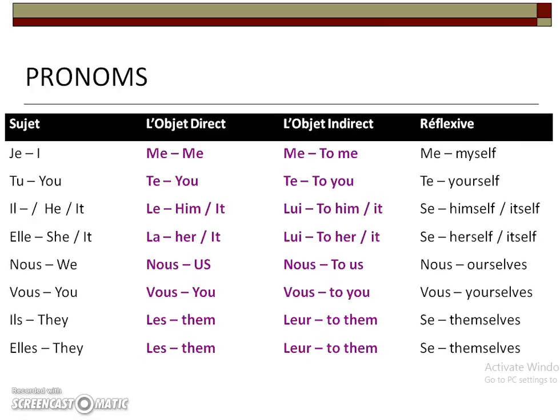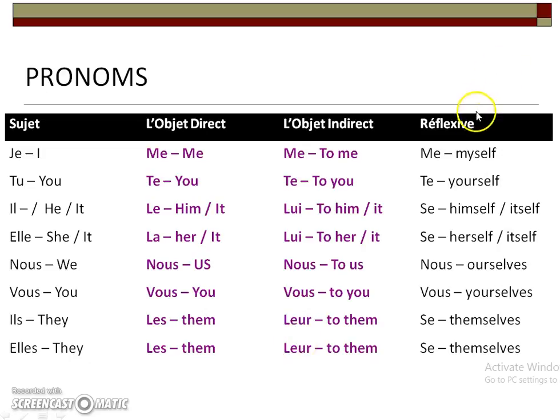Here's the list of some pronouns that we have in French. Firstly, les sujets, which are the subject pronouns: je, tu, il, elle, nous, vous, ils, and elles. Then we have l'objet direct, which are the direct object pronouns, which are me, te, le, la, nous, vous, les, and les. Then we have the indirect object pronouns, which are me, te, lui, lui, nous, vous, leur, and leur.